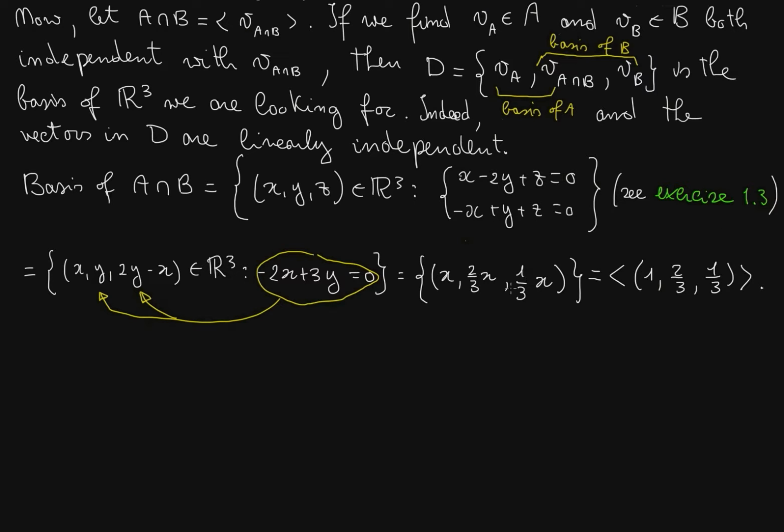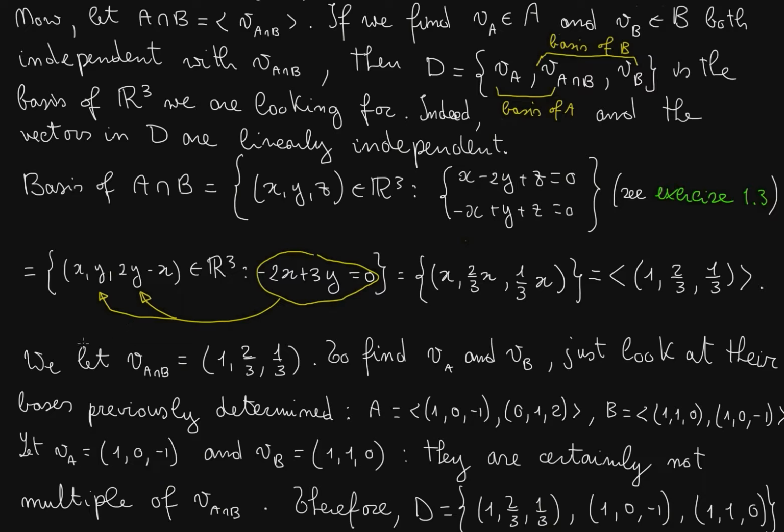So from this writing, we know this is a vector space, so we can just take any non-zero vector inside here, and that will be a basis of A intersection B. For example, let's pick x equal to 1, and we get this vector 1, 2/3, 1/3, and this is a basis of the intersection of A and B.